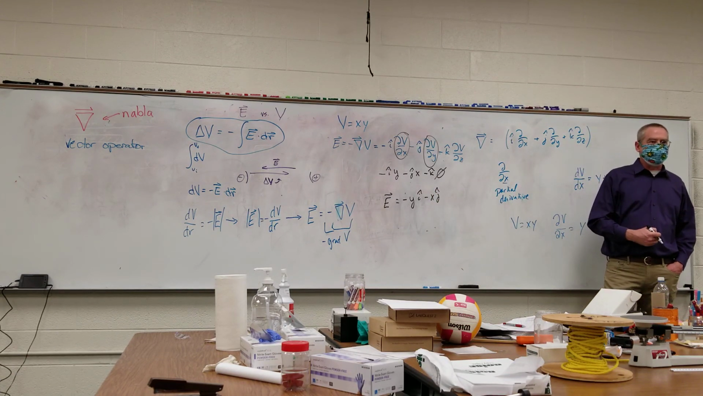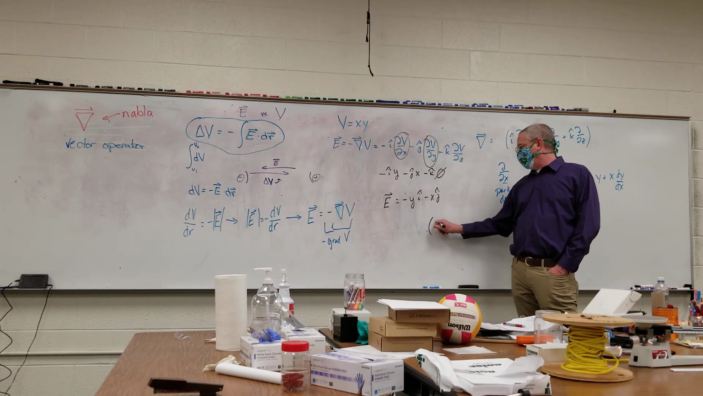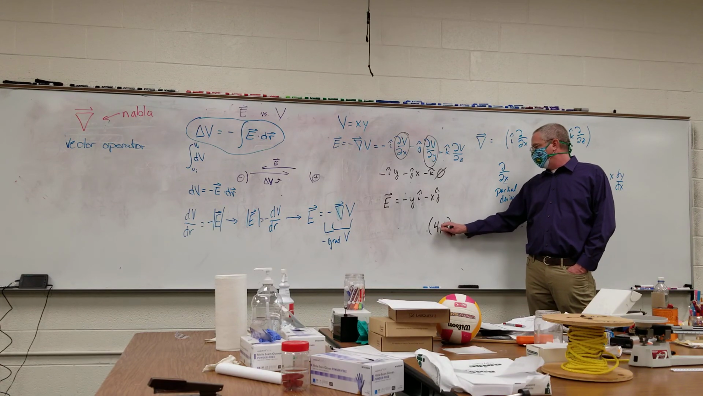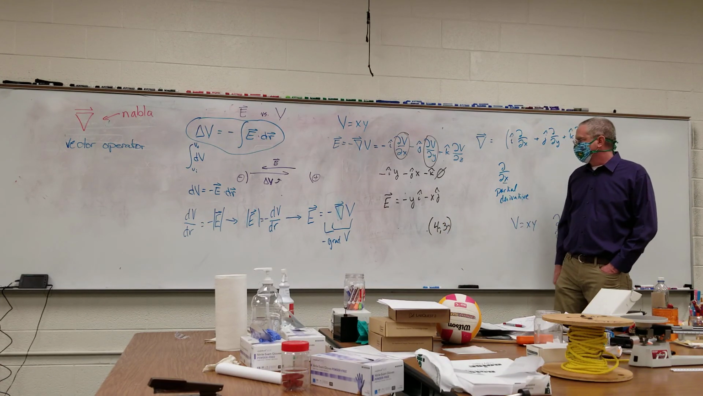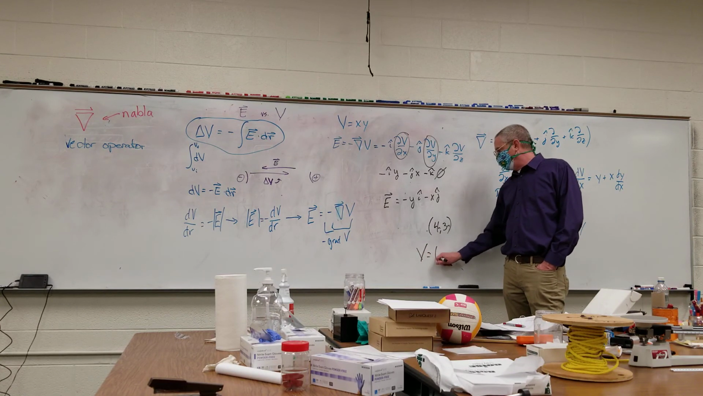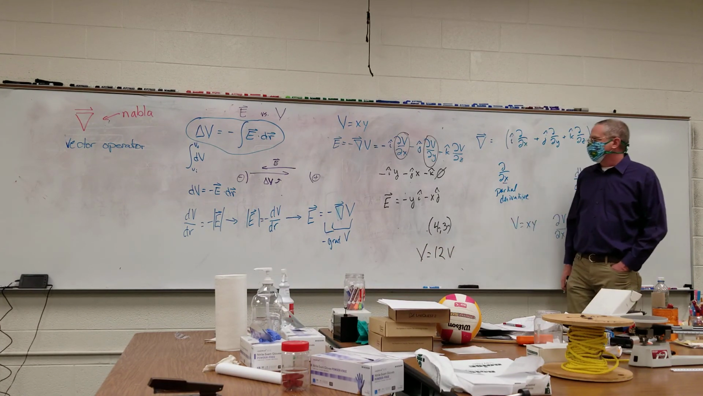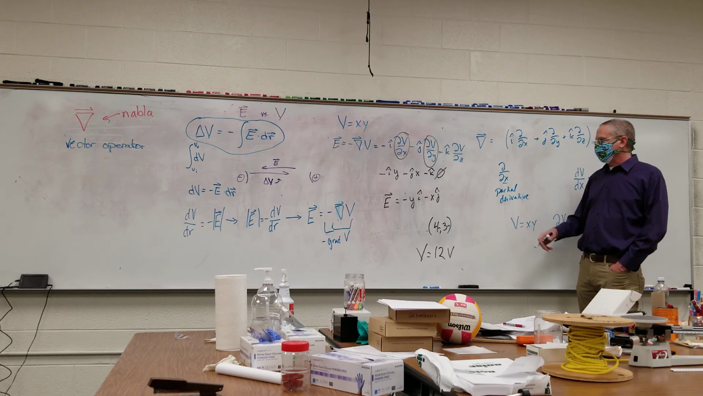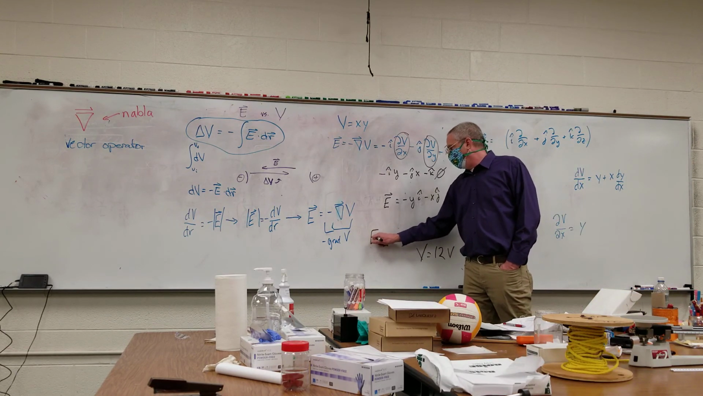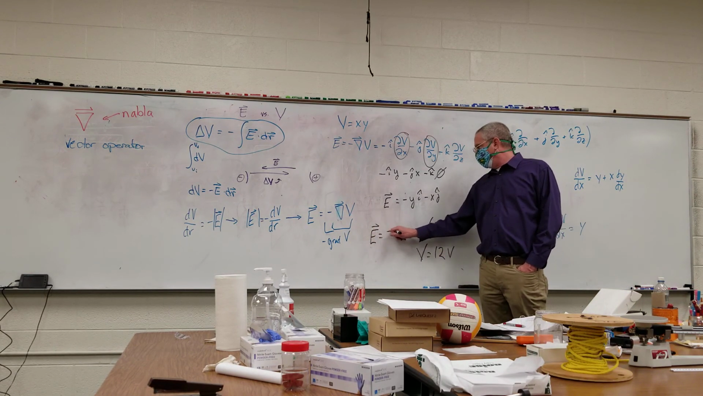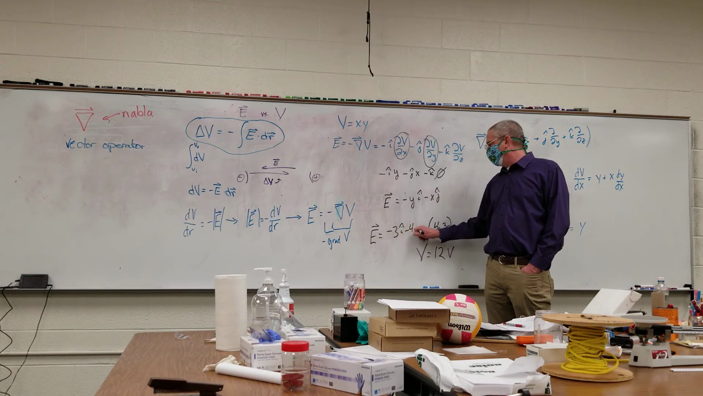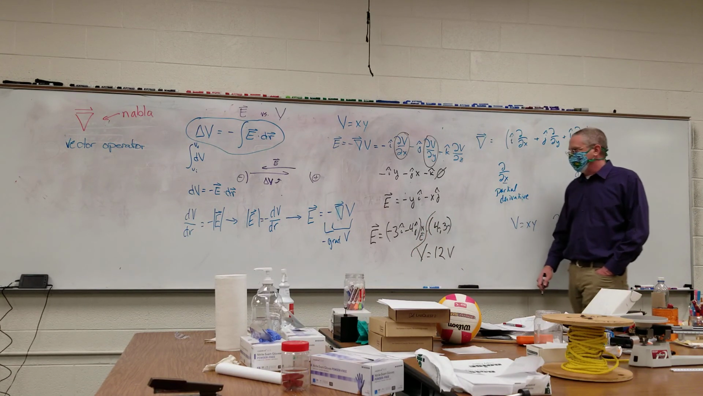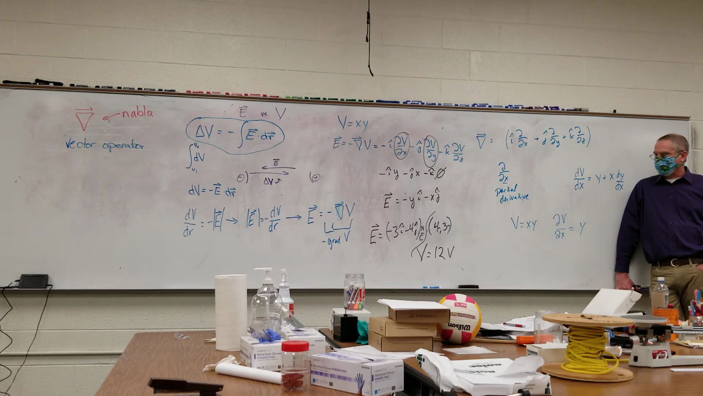So if I tell you a coordinate, if I'm looking at the coordinate 4, 3 meters, my potential is 12 volts. I am assuming that there's some coefficient in here in order to make the units work out. And my electric field is negative 3 i hat minus 4 j hat newtons per coulomb. Again, assuming there's a coefficient to make the units work out.